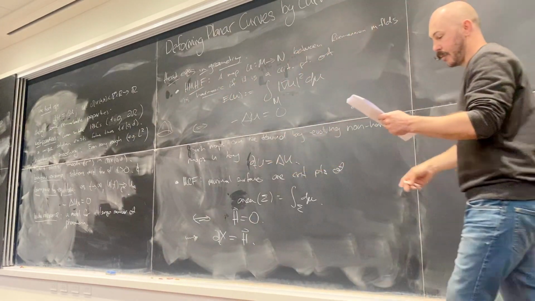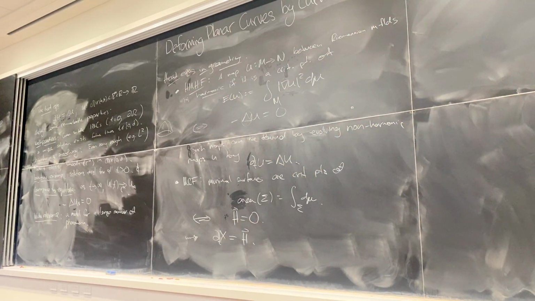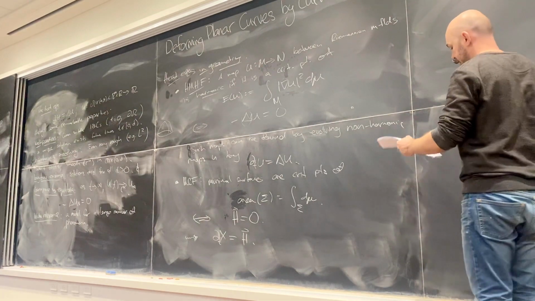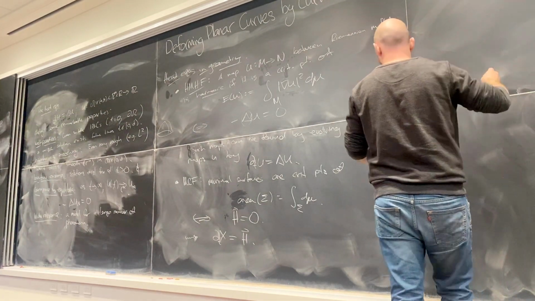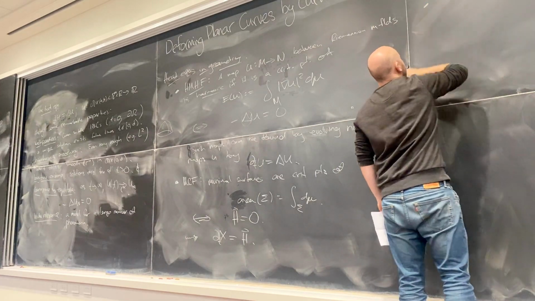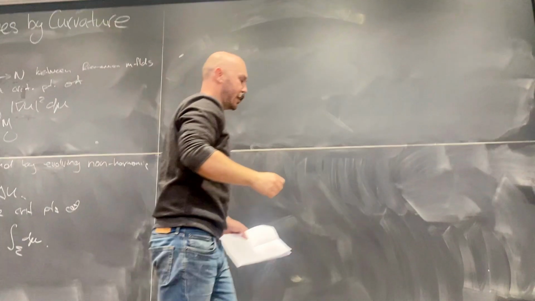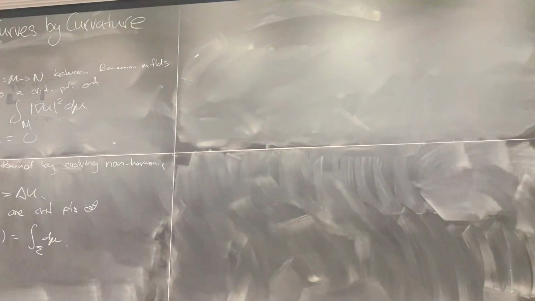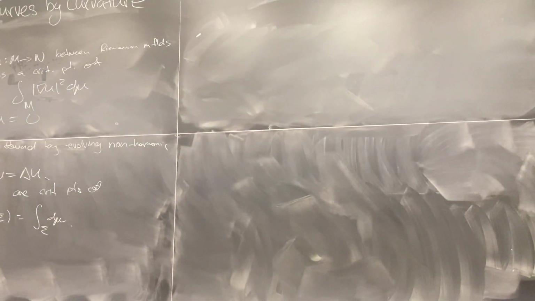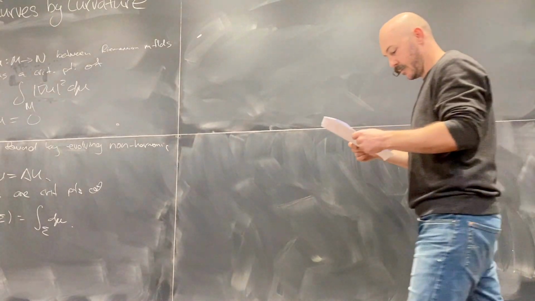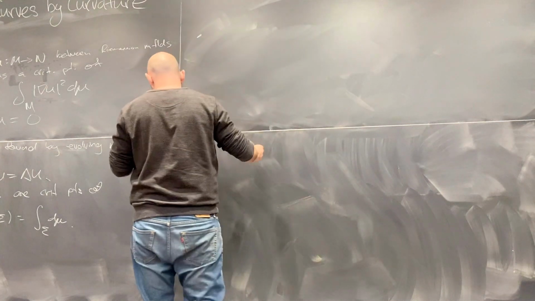Quick example in general relativity: the Penrose conjecture. I don't know if I have enough time to go through too many examples, so maybe I'll skip that and we can talk about it later if anyone's interested.